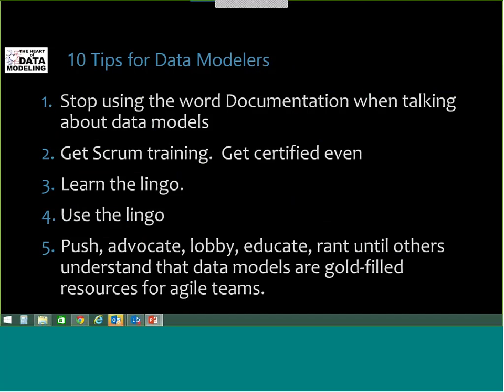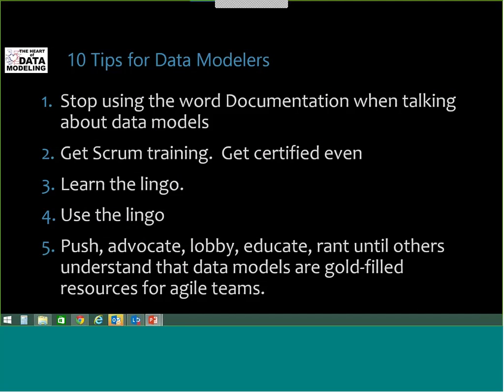We personally need to stop using the word documentation when talking about data models. I do that all the time. I need to generate my documentation. I need to deliver it. I need to stop using that word because that word, even though the manifesto talks about just enough, is evil. We need to just say models. Generate the models, generate a picture, whatever it is.